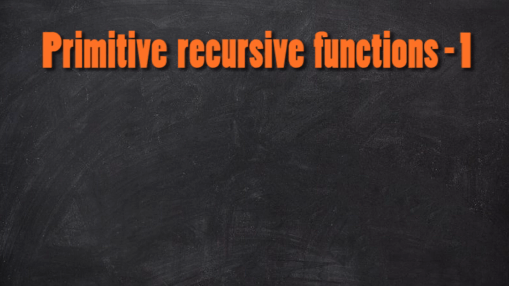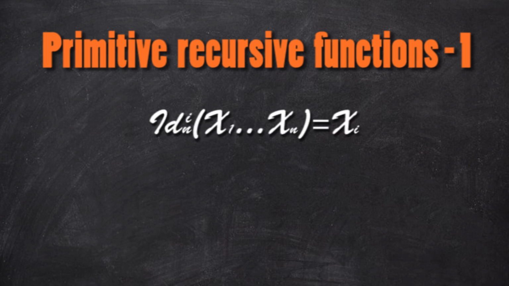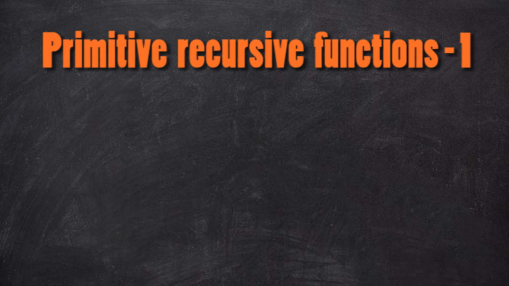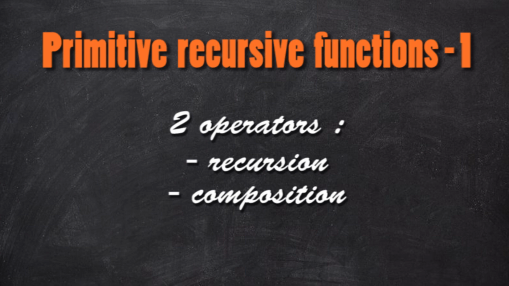Finally, the last simple function is the projection function. id i n takes n parameters and returns the ith argument. For example, id 2 4 of 1, 2, 3, 4 takes 4 parameters and returns the second one, which is 2. We can combine those functions by using 2 operators, the recursion and the composition.